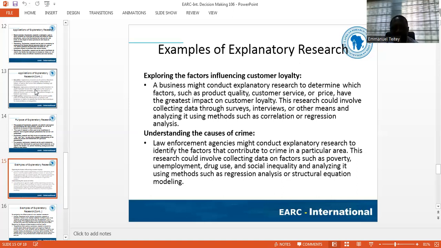Understanding the cause of crime. Law enforcement agency might conduct explanatory research to identify the factors that contribute to crimes in a particular area. This research could involve collecting data on factors such as poverty, unemployment, drug uses, and social inequality, and analyze it using methods such as regression analysis or structural equation modeling.